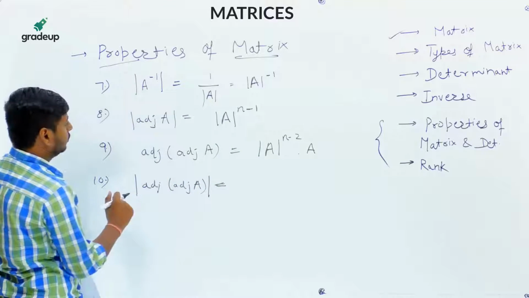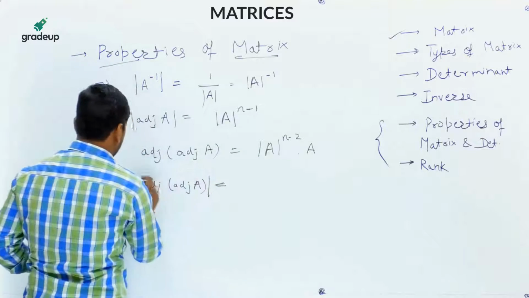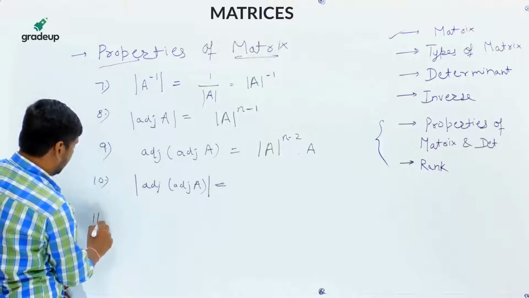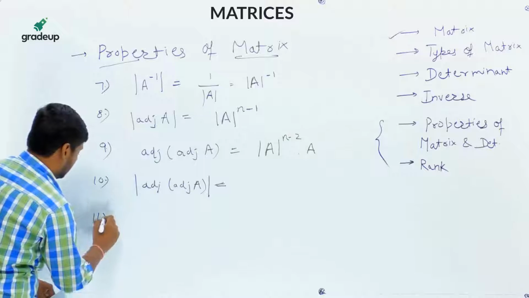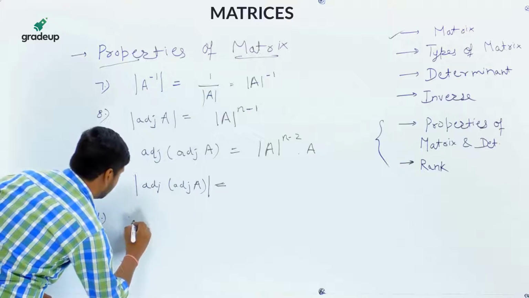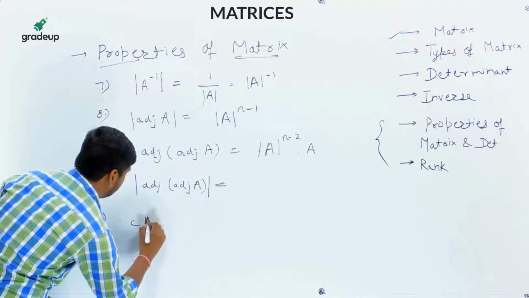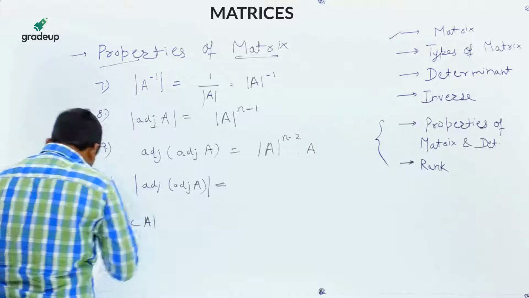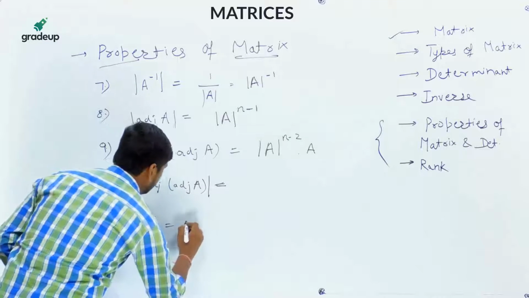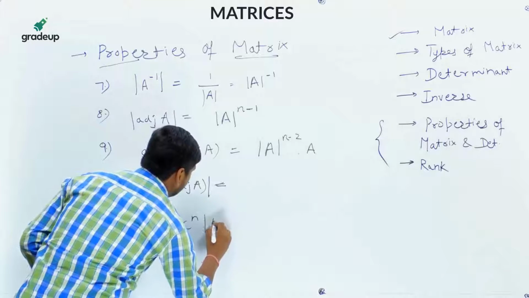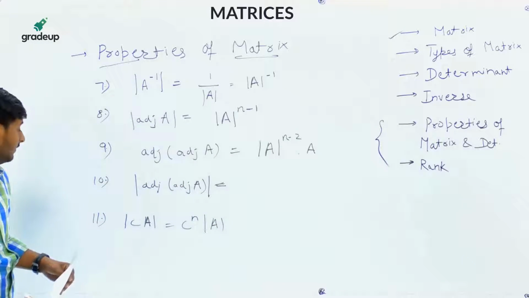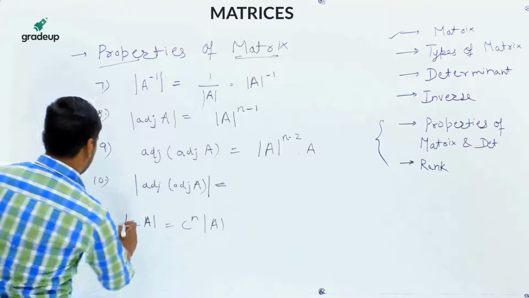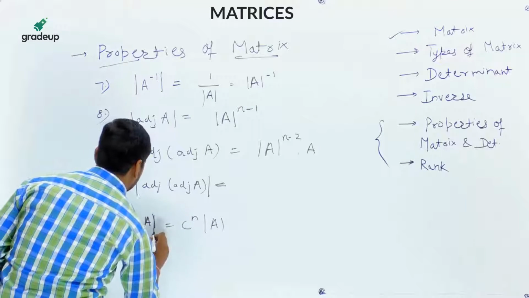So we will derive this property with the help of this property only. As we know, let me write one property also before deriving this property. This is also a very important property: determinant of CA is equal to C to the power n determinant A, where n is the number of rows or columns and C is multiplied with the whole matrix.